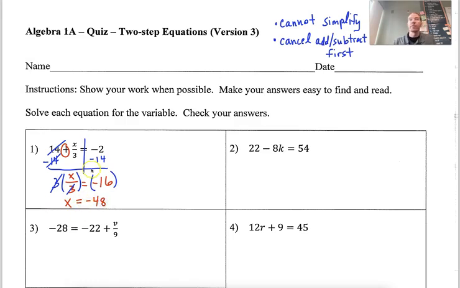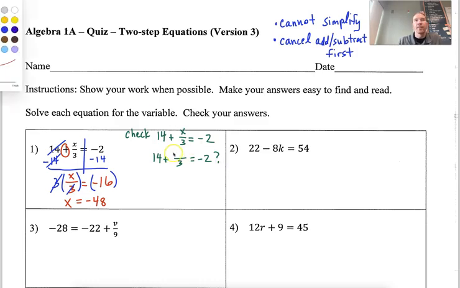Of course, there's the all-important check step. So if I take the original equation, 14 plus x over 3, and we're supposed to get -2. That's what the original equation says. Now I have a value for x that I think is correct. So if I guess I can keep the rest of this. If we substitute that negative 48 in there, will we get a true equation?